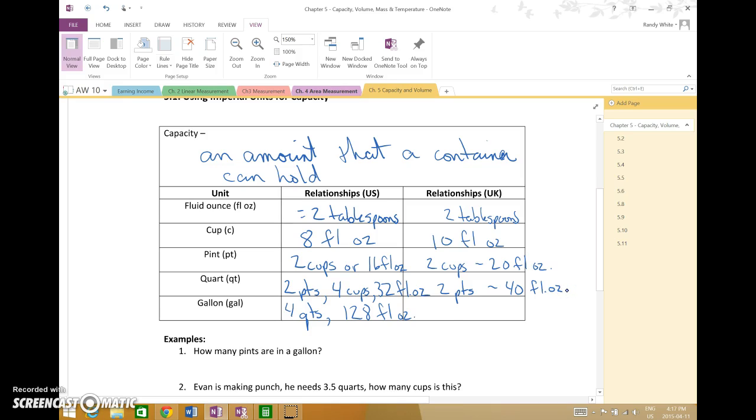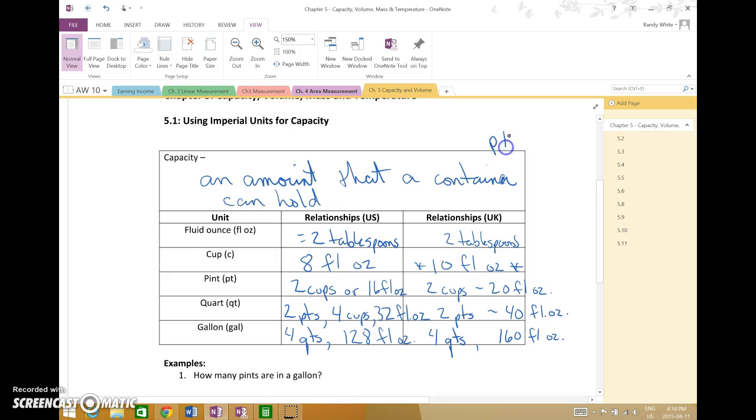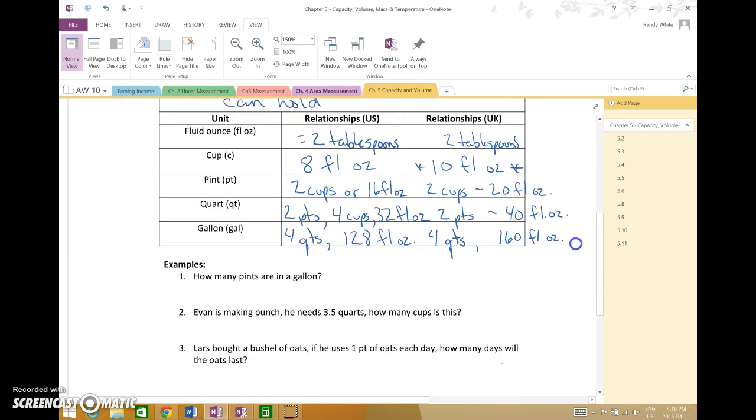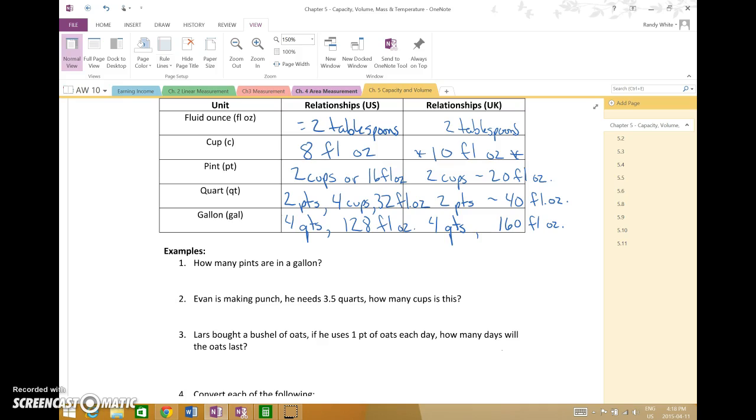And same with the gallon. Their gallon is also 4 quarts. So everything works out the same. It's just that because the cup in the UK is larger, it's going to make some adjustments. And so it would be 160 fluid ounces. Okay, so this is the key part right here to pay attention to. This table, if you're interested, is in your work text as well, so you should fill it in. It's on page 126 of your work text. So let's do a couple problems with these. How many pints are in a gallon?